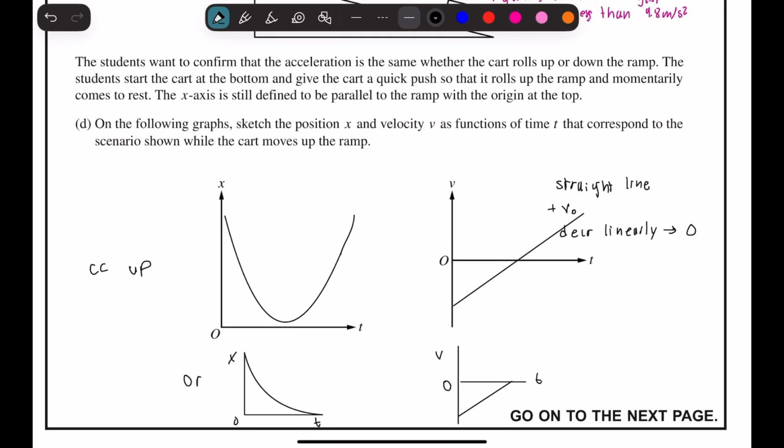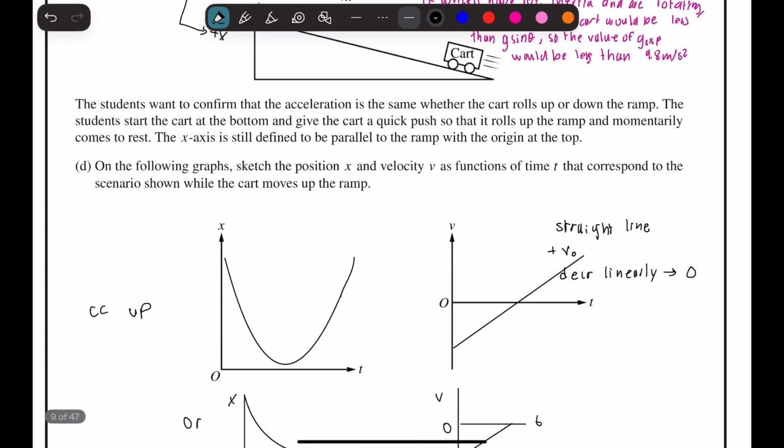The students want to confirm the acceleration is the same whether the cart rolls up or down the ramp. The students start the cart at the bottom and give the cart a quick push so that it rolls up the ramp and momentarily comes to rest. The x-axis is defined to be parallel to the ramp with the origin at the top. On the following graph, sketch the position x and velocity v as functions of time that correspond to the scenario shown while the cart moves up the ramp.